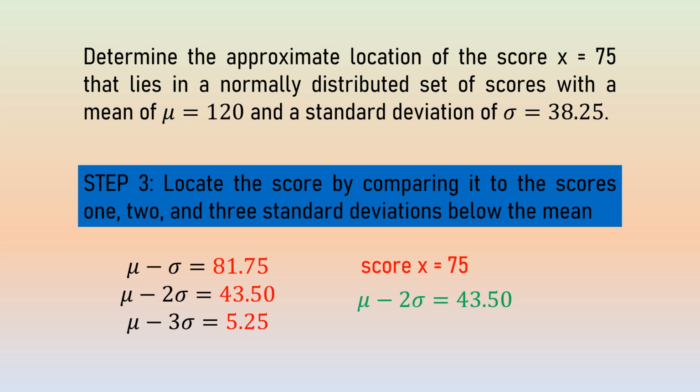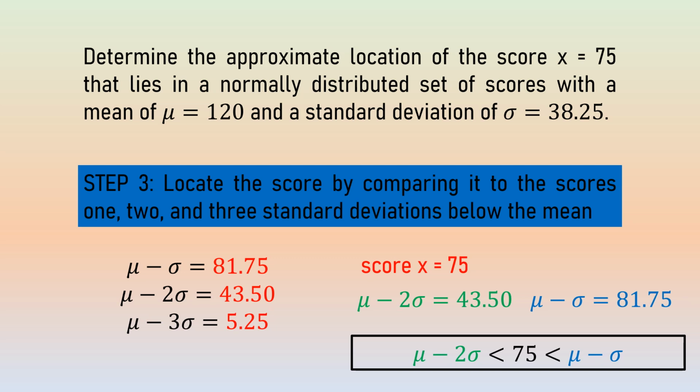Since x equals 75 lies between 43.50 and 81.75, we can say that the mean minus 2 standard deviations, that is 43.50, is less than 75, and 75 is less than the mean minus 1 standard deviation. Or we can also say that 75 lies between mu minus 2 sigma, or 2 standard deviations below the mean, and mu minus sigma, or 1 standard deviation below the mean.